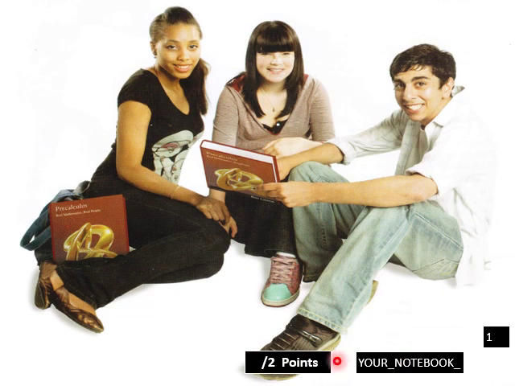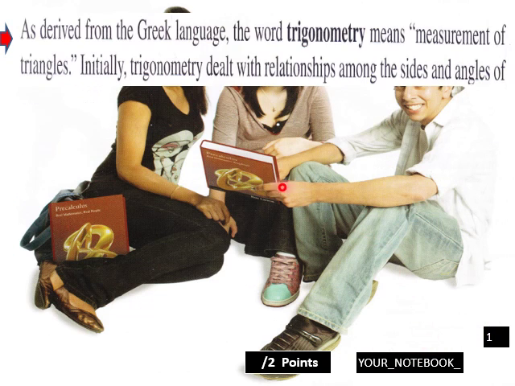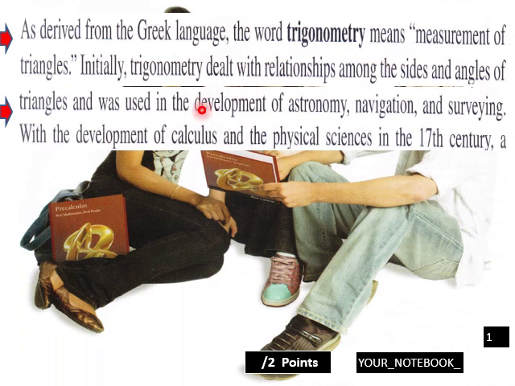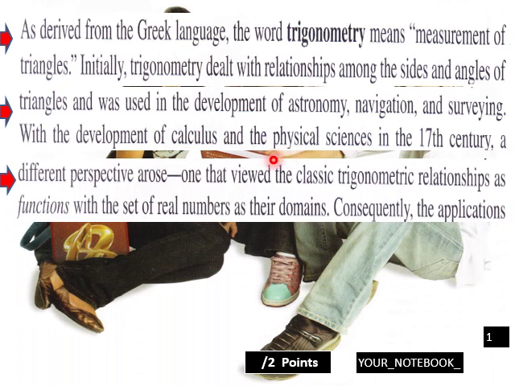Okay, notebook. Get your notebooks out, students. Page 1 in our lesson today. From the Greek language, the word trigonometry means measurement of triangles. Initially, trigonometry dealt with relationships among the sides and angles of triangles and was used in the development of astronomy and navigation and surveying. For the development of calculus and the physical sciences, in the 17th century, a different perspective arose.